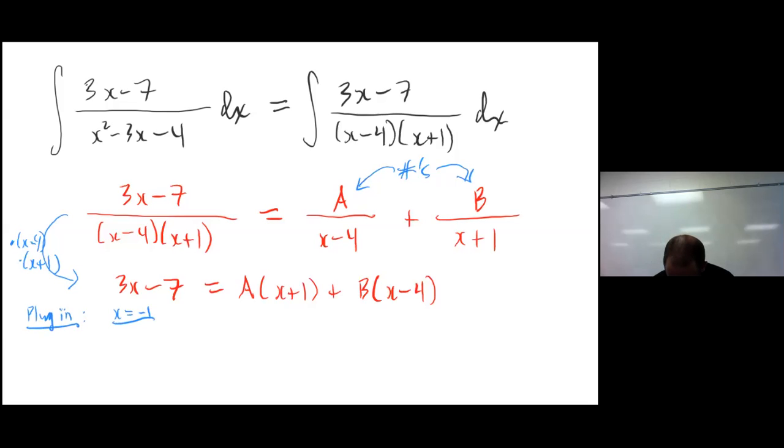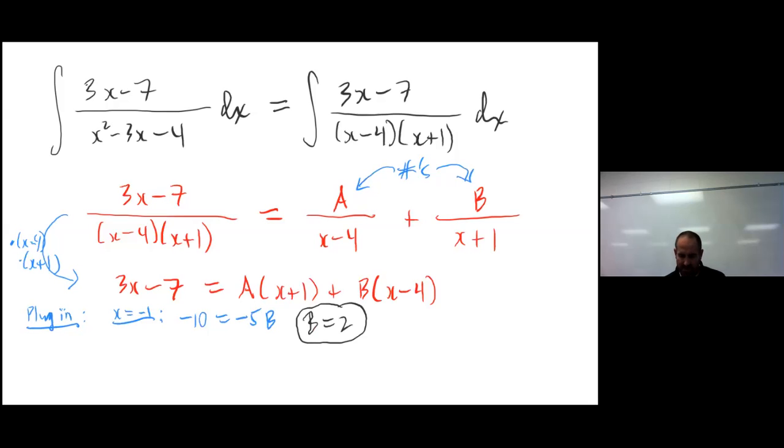Sure, right? If I plug in x equal to minus 1, look, the left-hand side, I end up with like negative 10. See what I mean? Yeah? Because negative 1 times 3 is negative 3 minus 7 is negative 10. If I plug in negative 1 on the right-hand side, the first summand dies, but the second summand survives. Okay? Isn't that going to be minus 5b? So what do we get for b? B is equal to 2.